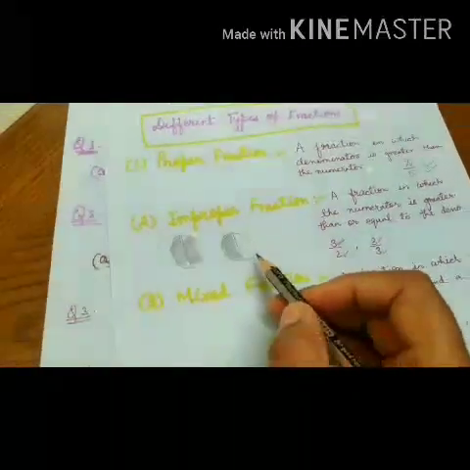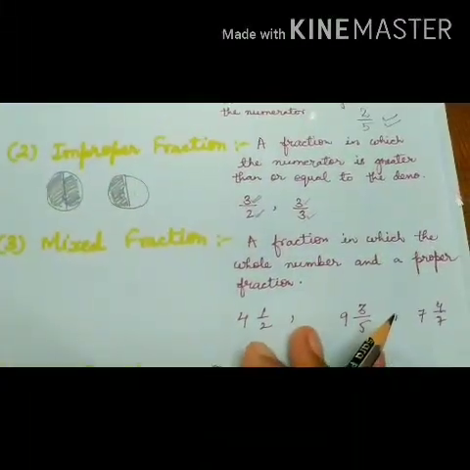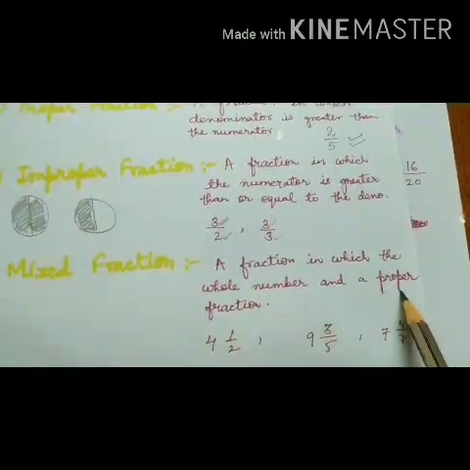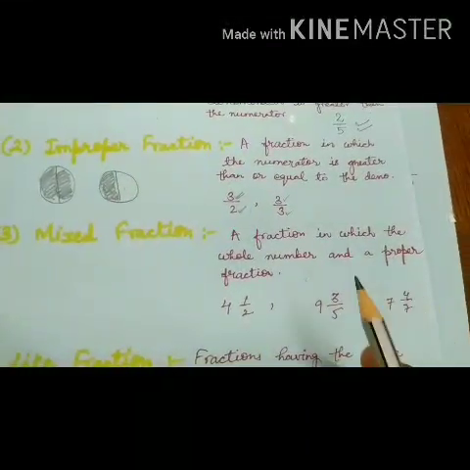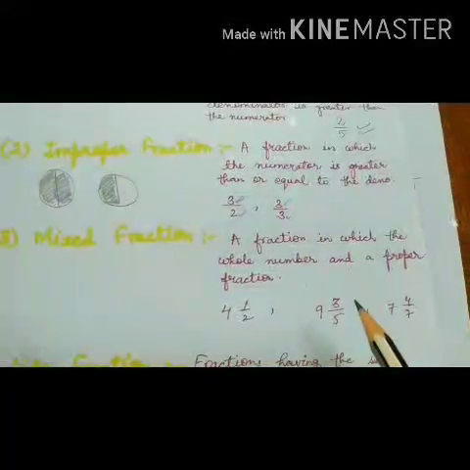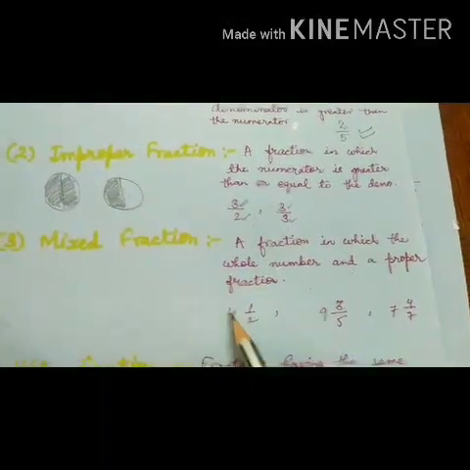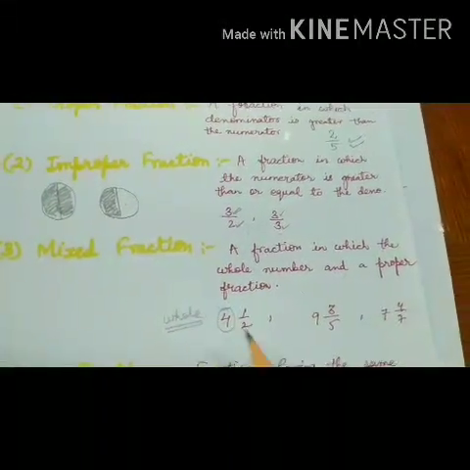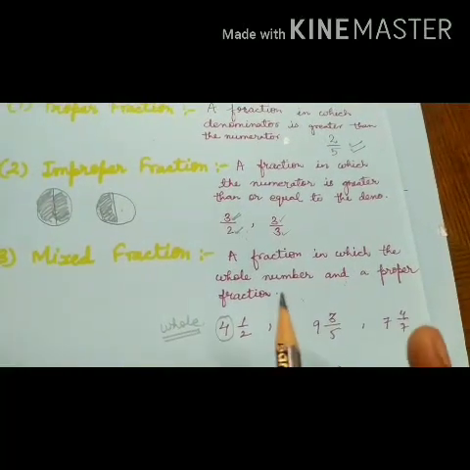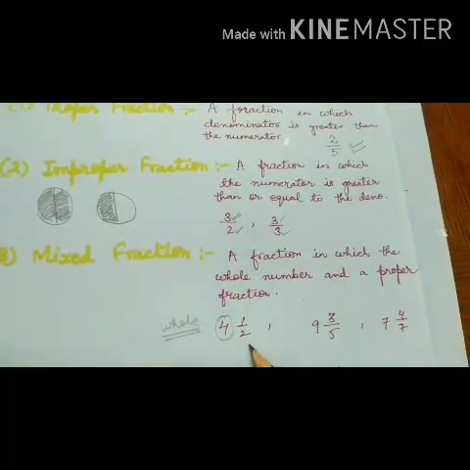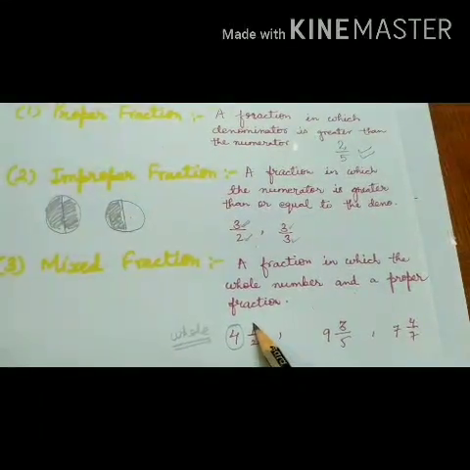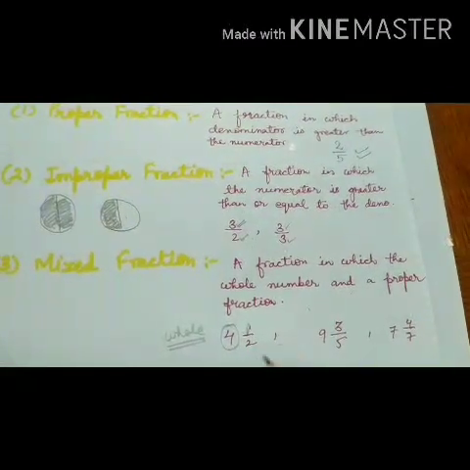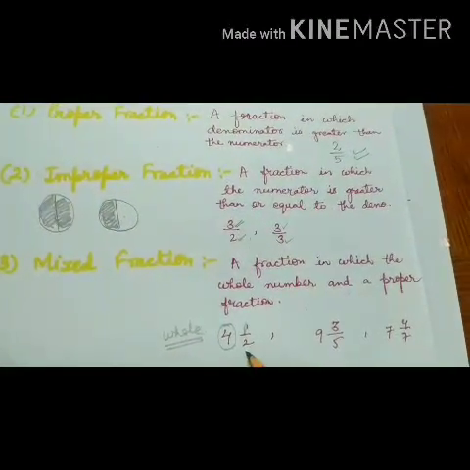Okay, now let's see mixed fraction. What is mixed fraction? A fraction in which there is a whole number and a proper fraction. Whole means a complete pizza, we can say. Like 4 is a whole actually. 4 is whole. It means we have taken 4 pizzas. 1 by 2 means we have taken one part of another pizza. That is why it has become 4 1 by 2.